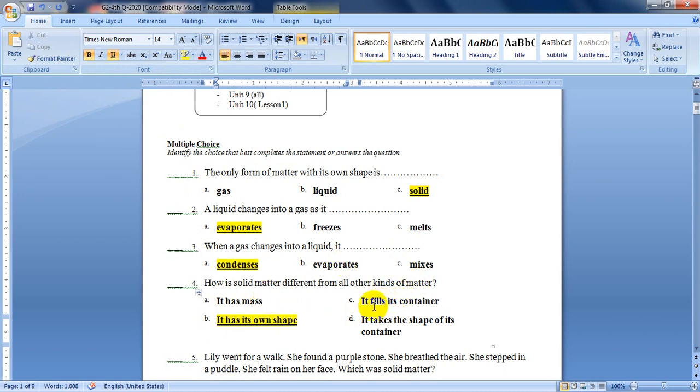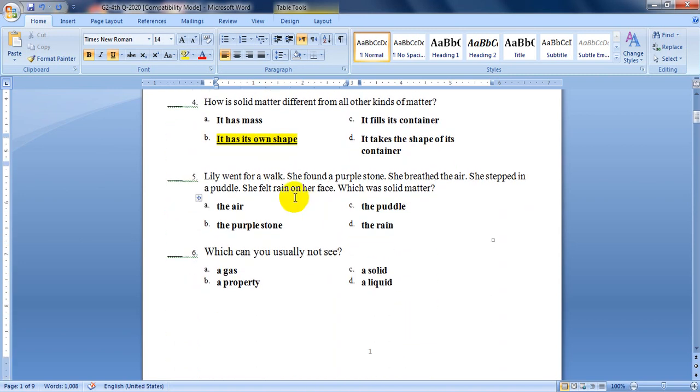What about letter C? It fills its container. This is a gas. A gas spreads out to fill all of its container. What about letter D? It takes the shape of its container. This is not a solid, it's a liquid or a gas. So the answer is letter B. Let's move to question number 5.